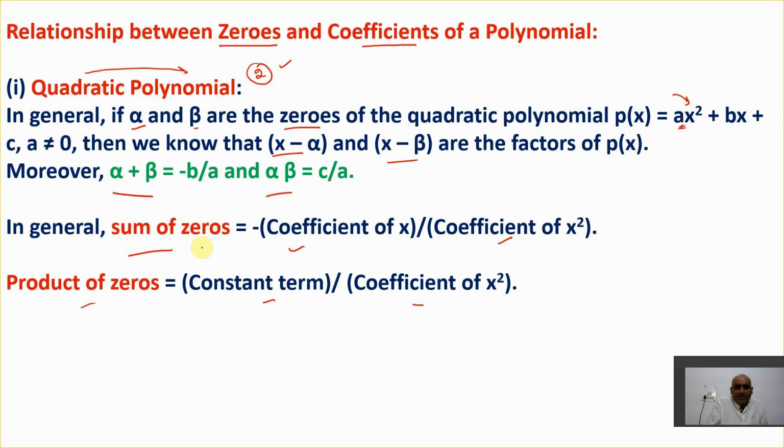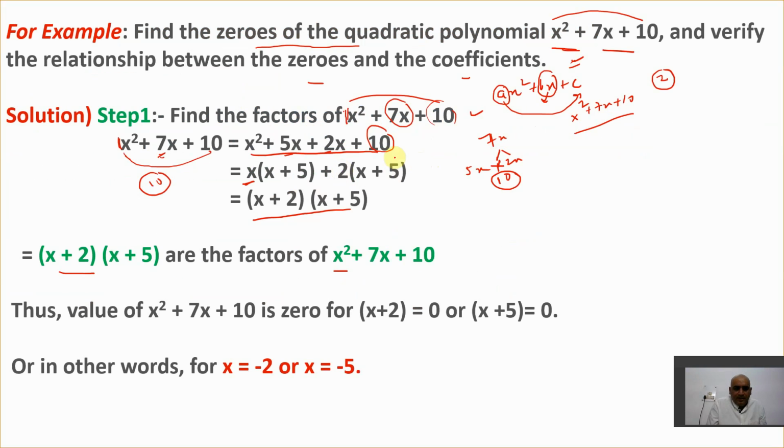Now, just now we have studied here, if alpha and beta are the zeros of this, then x minus alpha and x minus beta are the factors of this. Now, let's say if these are the factors of this, that means the value of this equation is 0 for this and 0 for this. How? These are two factors which come, right? That means x plus 2 will be 0 or x plus 5 will also become 0.